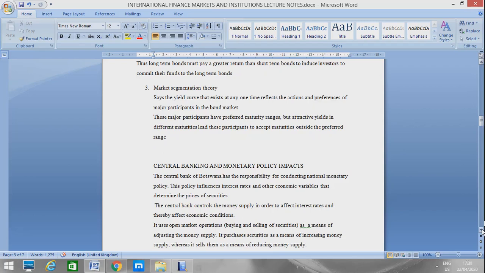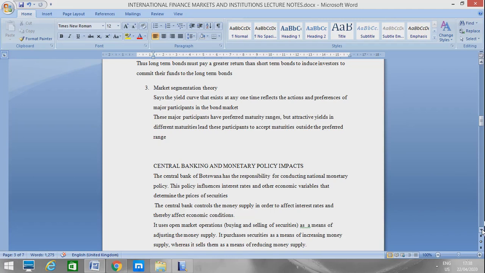So if they want to increase the money supply in the market, they just purchase securities. And if they want to reduce the money supply, they will sell securities. When they do that, it will also influence the aggregate demand and supply in the economy. Again, borrowing and spending will depend on the level of money supply in the economy.